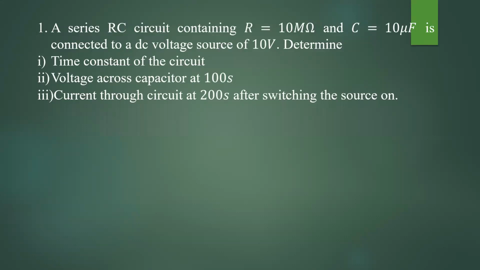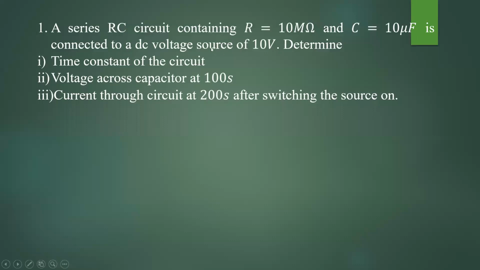Okay, what are the things you have to determine? You have to determine the time constant of the circuit. That is the first question. Second is the voltage across the capacitor at 100 second. Then the current through the circuit at 200 second after switching the source on. Three things you have to calculate.